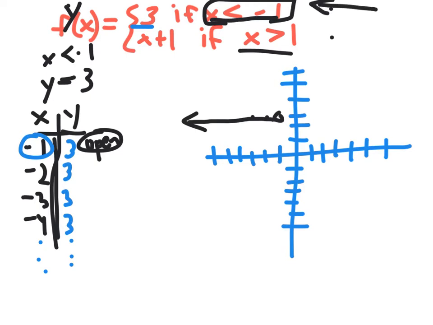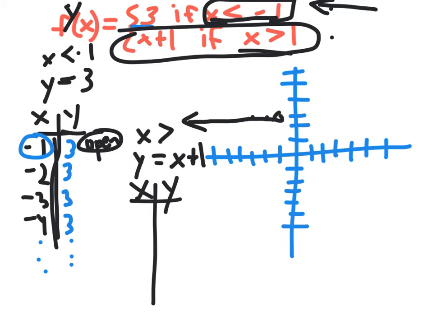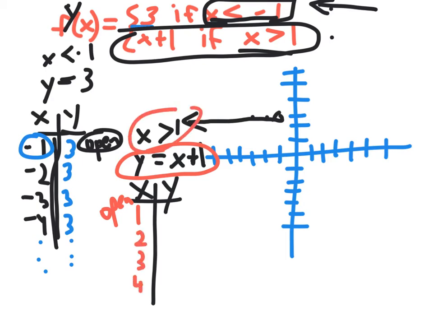Now we're going to make another table for our second line right here. And it is y is equal to x plus 1, okay, or f of x equals x plus 1, if the x values are greater than 1. Okay, so it just says greater than. We're going to start at 1, and that's going to create an open circle there at 1 and whatever we get when we plug it in. And we're plugging it into x plus 1 here. And we're going to pick values bigger than 1. So 2, 3, 4, and so on.